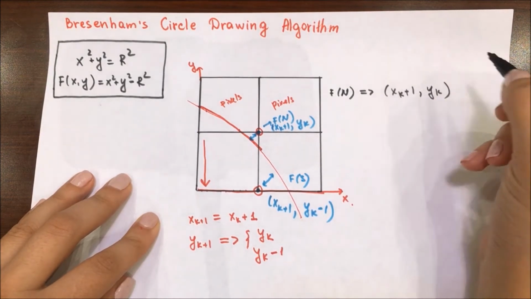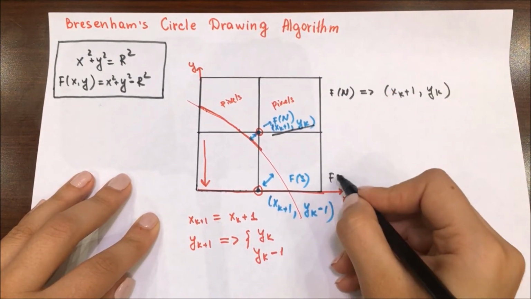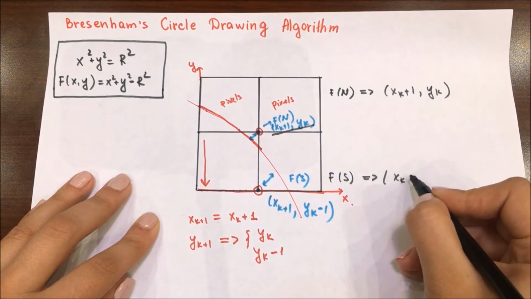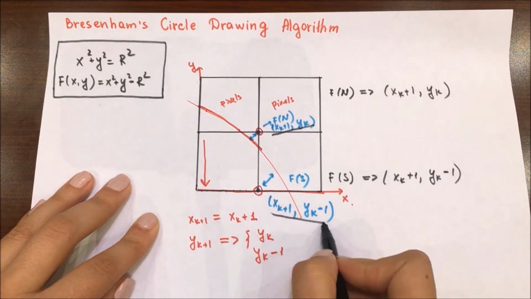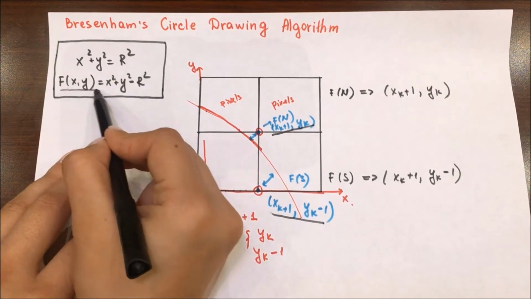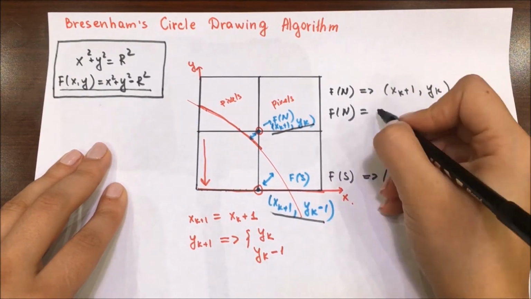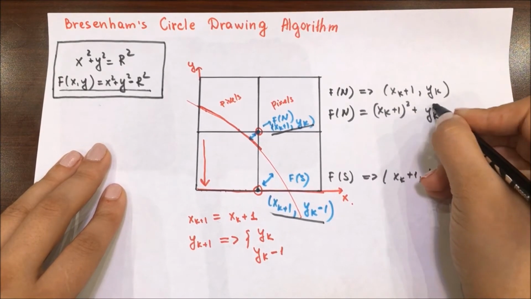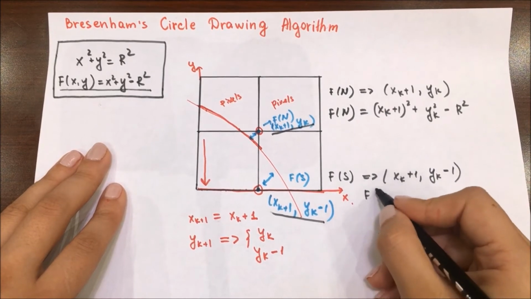Now, based on this equation, we will calculate the f of n and f of s functions. We have already written that the coordinates of f of n will be xk plus 1, yk, and the coordinates of f of s will be xk plus 1 comma yk minus 1. Now we will replace these coordinates in the original equation and find these functions. F of n will be xk plus 1 squared plus yk squared minus r squared. So x will be replaced with xk plus 1, y will be replaced with yk.